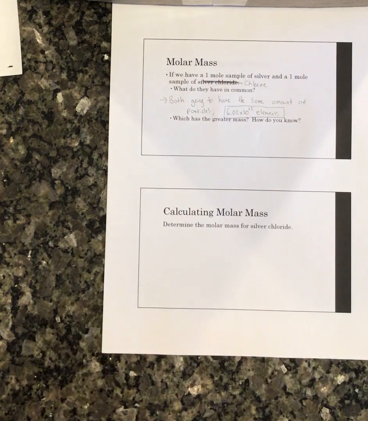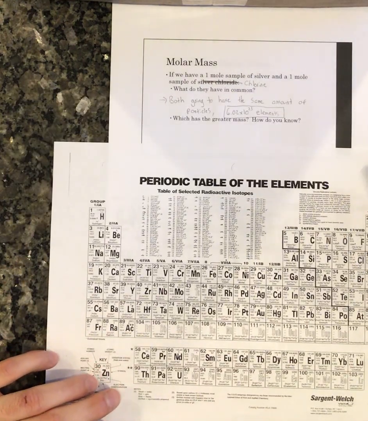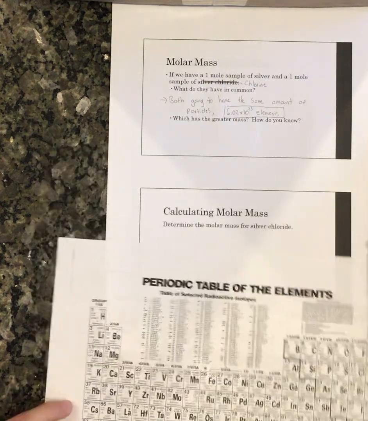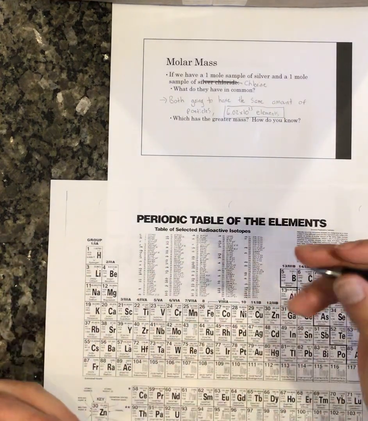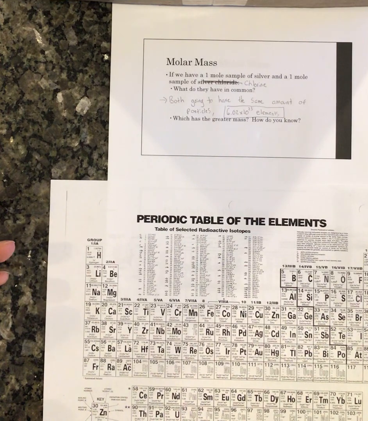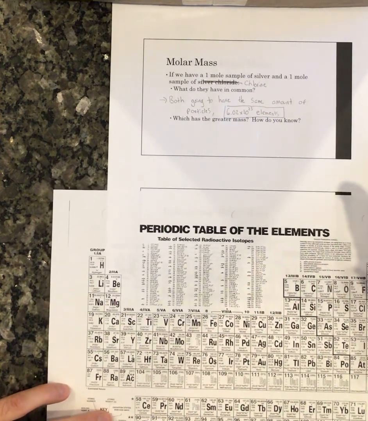Now, which one would have the greater mass? And how do we know? So in order to do this part of the question, we need to go back to our periodic table. Now, in our class here, we are going to round everything to 2 decimals unless specified differently. So always round your final answer to 2 decimals. All your work throughout, keep as many decimals as you can, because the more you keep, the more accurate your answer will be. But your final answer should be rounded to 2 decimals.